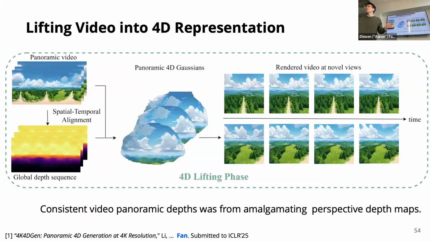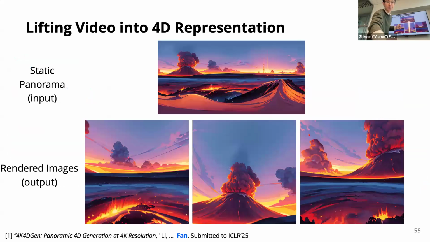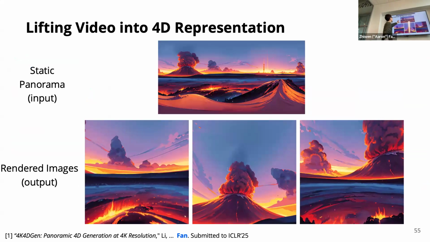And the next thing is, this is a 2D video. We have to lift it into a 4D representation. Now we not only have the depth, but we also have the temporal difference. So given the panorama video, we apply spatial temporal alignment based on the same neural 3D reconstruction, but we add additional regularization since we have the temporal dimension, so that the movement in adjacent frames is consistent.